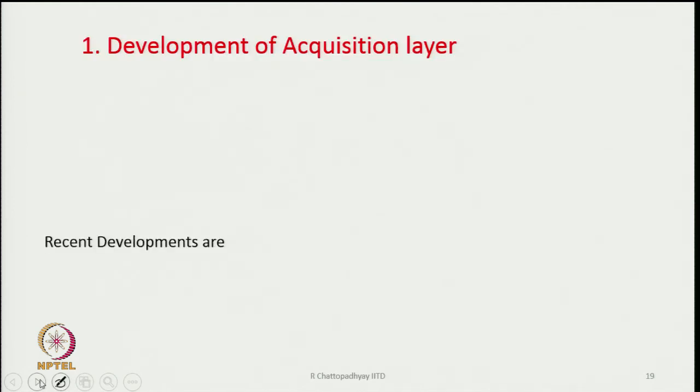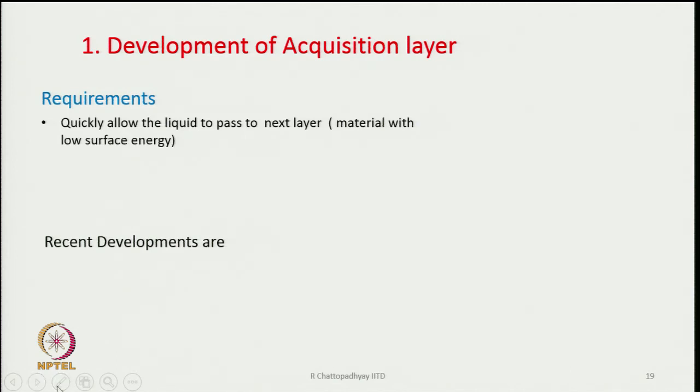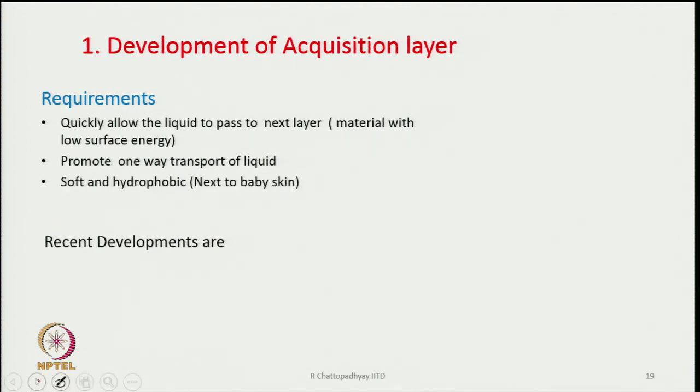Structure development of the components. Say if we want to see how I develop the different components, for the acquisition layer, the requirement is to quickly allow the liquid to pass to the next layer, and promote one way transport of liquid. It has to be soft and hydrophobic because it is next to the skin of a child or baby, with minimum or no re-wet under external pressure.